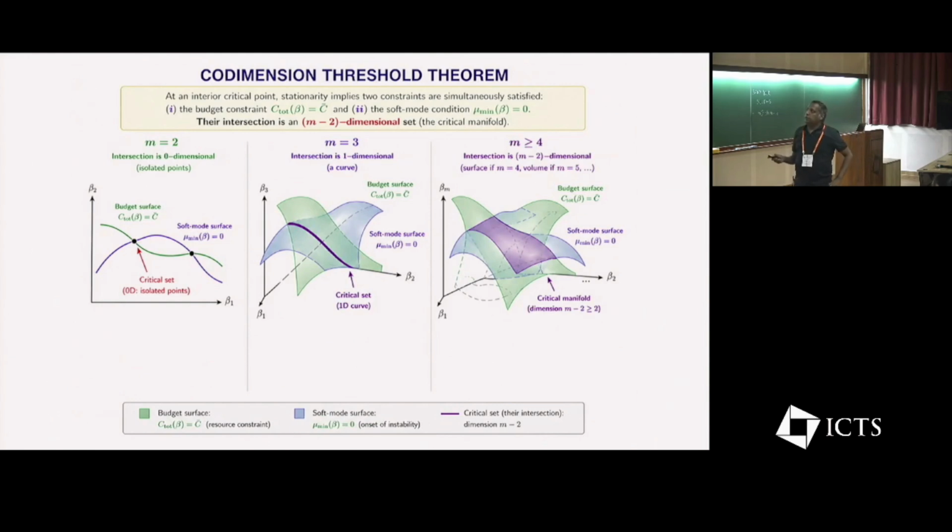The second theorem is pretty intuitive. You have an n-dimensional parameter space, and the manifold over here, because it has a single constraint of the budget, is m minus 1 dimensional. Now you have another manifold in the parameter space which corresponds to the 0 eigenvalue of the stiffness matrix. You have two m minus 1 dimensional surfaces intersecting, and they'll intersect in an m minus 2 dimensional thing. So you have a condition that m minus 2 always has to be greater than or equal to 0.